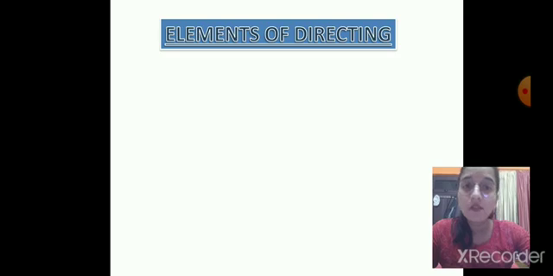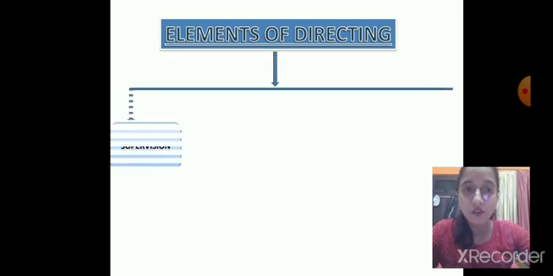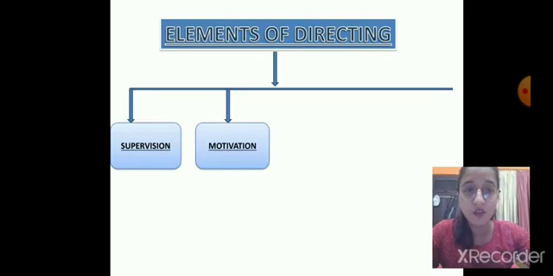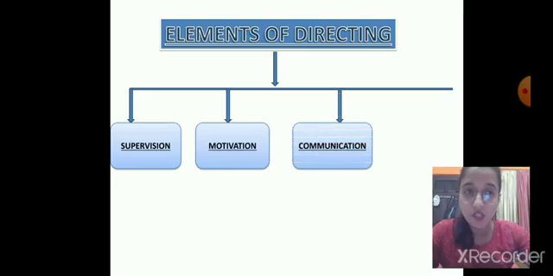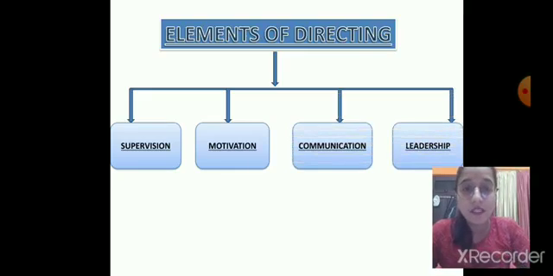Now the next topic is elements of directing. There are 4 elements of directing. First is supervision. Second is motivation. Third is communication. And fourth is leadership. We'll be discussing these elements in the next session.